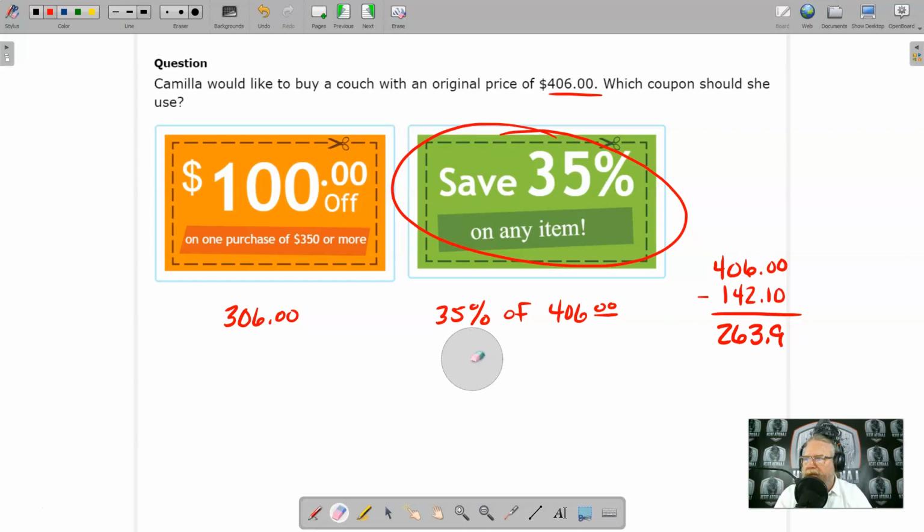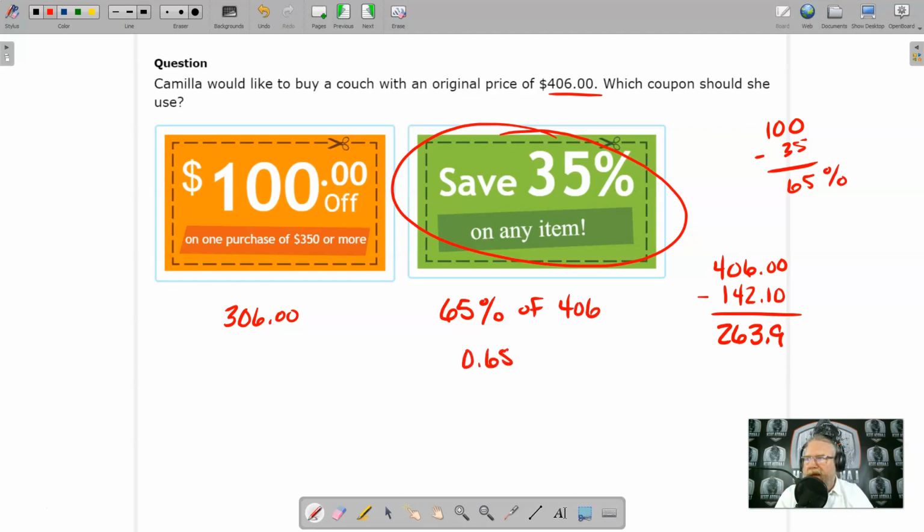How I would have approached this is, instead of thinking 35% of 406 as my savings, let's think of it this way. If I have 100% and I knock off 35%, right, I should be paying, what is it, 65? Yep, 65% of the cost is what I'm going to pay. So I'm actually going to do 65% of 406. And then if I did that, that would be 0.65 times 406. And this would tell me what I'm paying without having to do the subtraction stuff here.